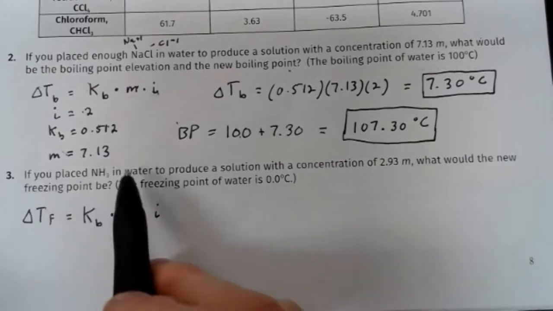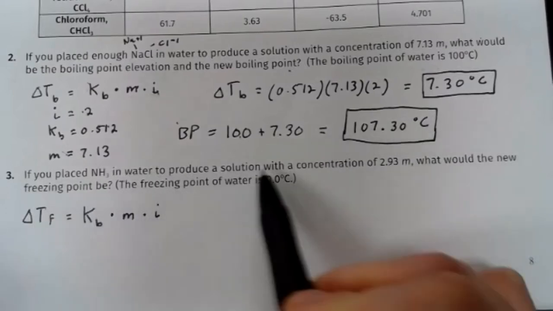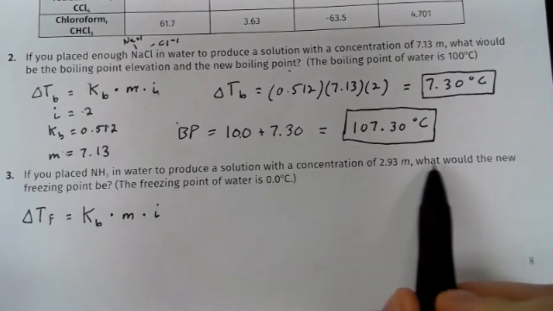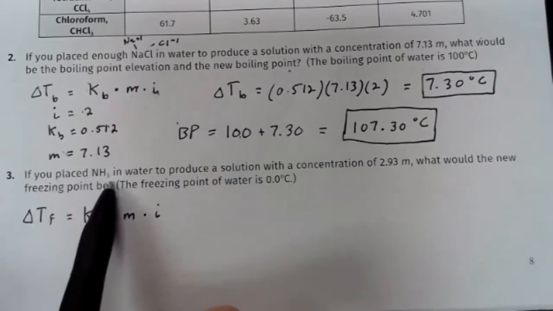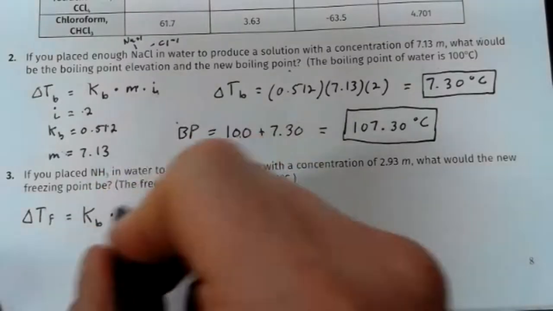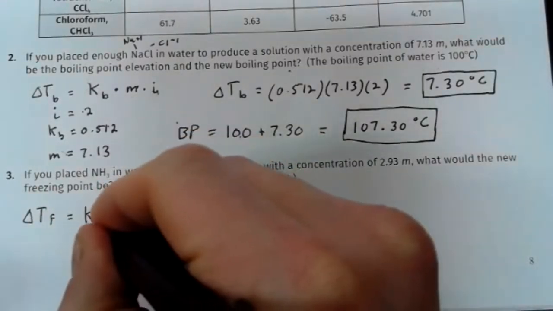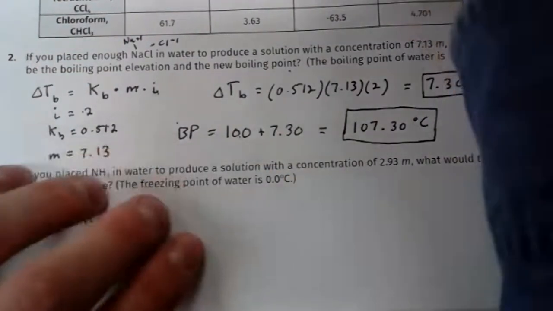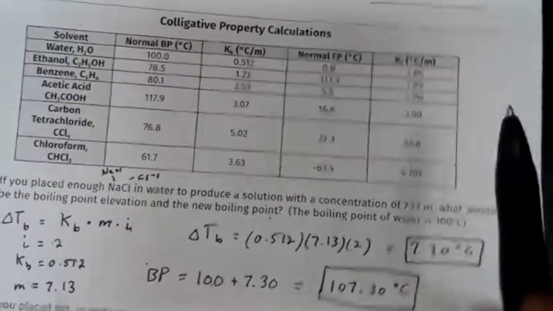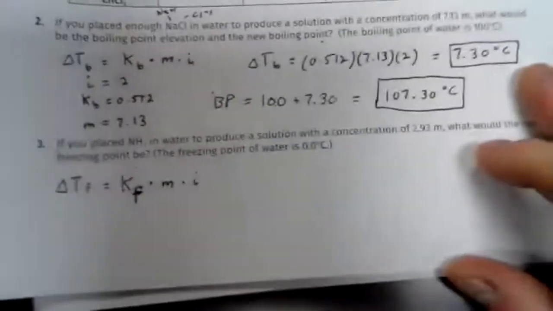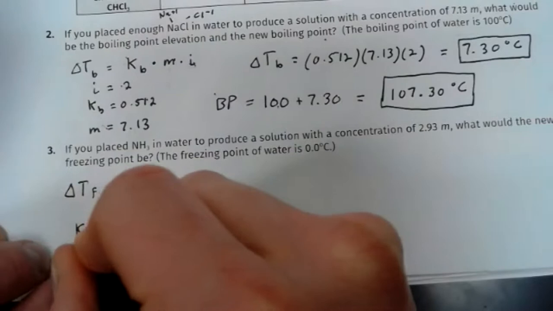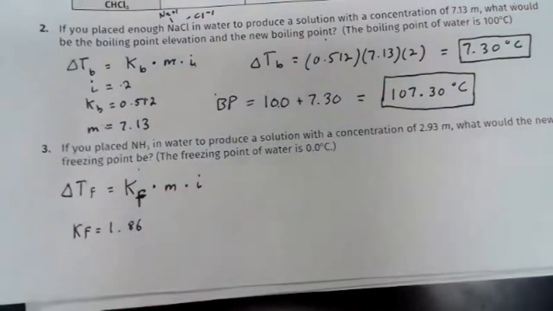If you place NH3 in water to produce a solution with a concentration of 2.93 molal, this little m, what would the new freezing point be? Okay, so we have first our K, sorry, this should actually be KF because we're freezing here. If we look up at the chart that's given to us, we see that the KF of water is 1.86. That's a value that will always be given to you, probably in some sort of chart form like you have above there. So KF is equal to 1.86.